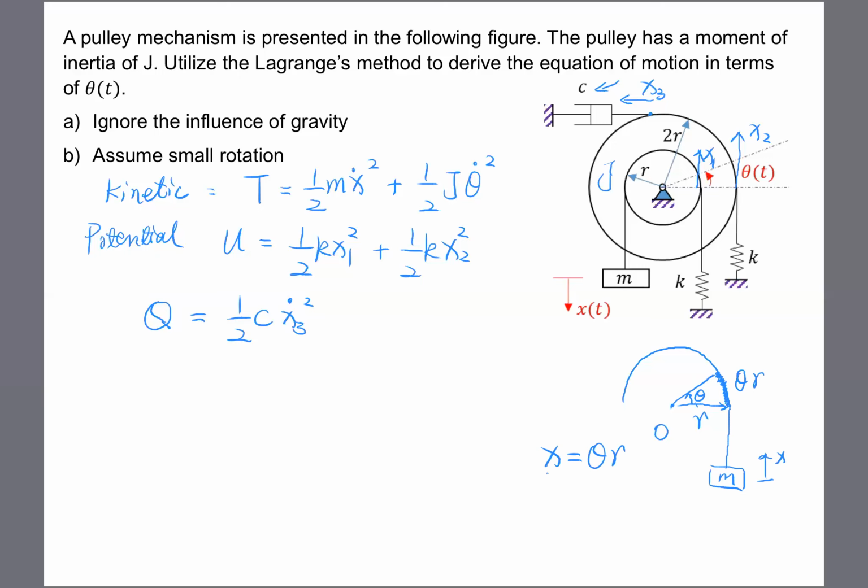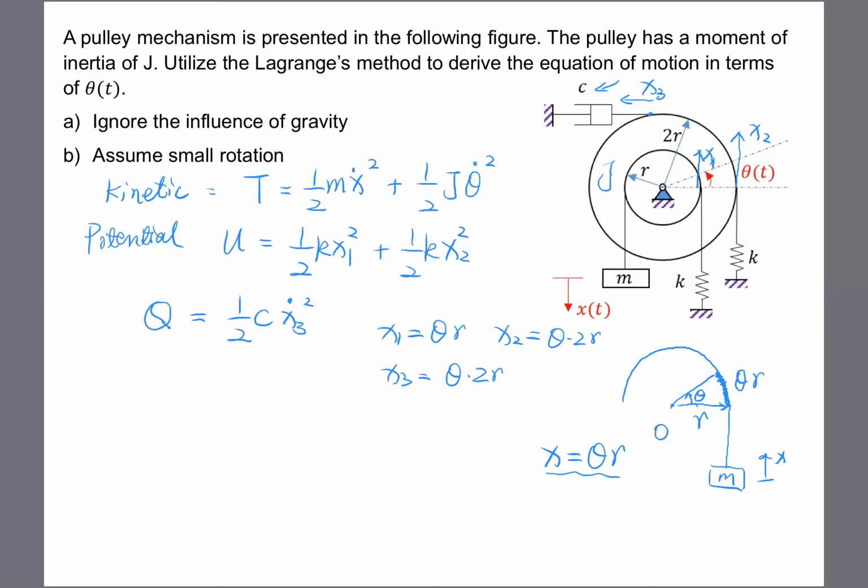Then we can use this relationship to replace all the x in the equation. So first of all, x is theta r. Your x1 is also theta r because it's on the same circle. Your x2 would be theta times 2r because it's on the larger circle there. And then x3 would be theta times 2r as well. So then we can replace all the x by theta.